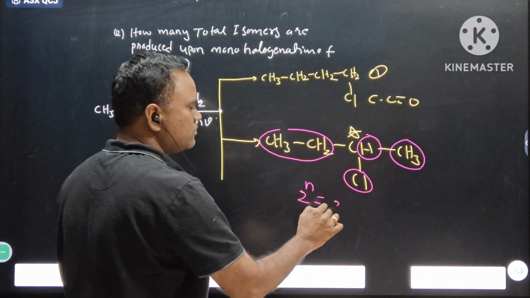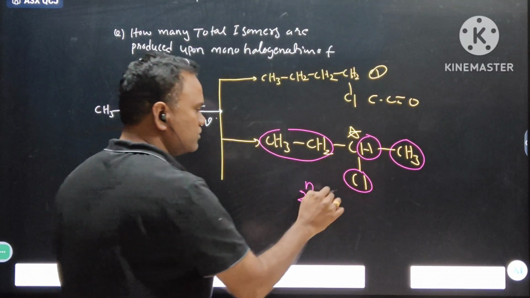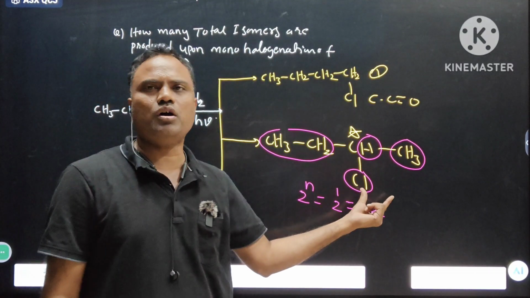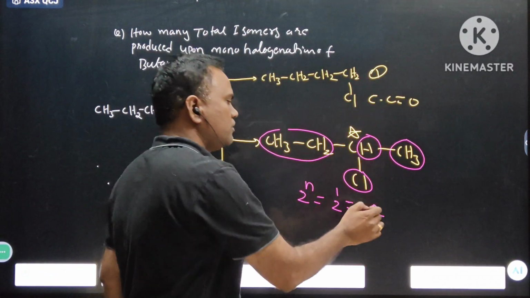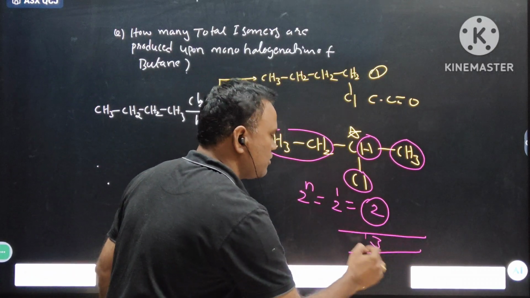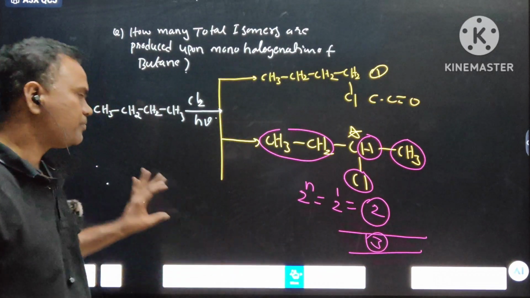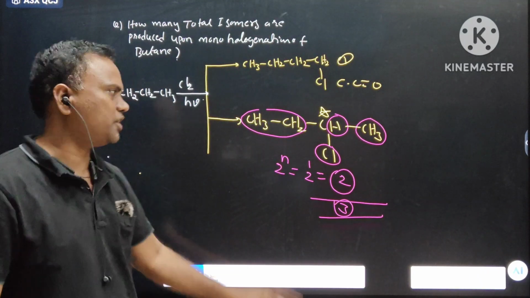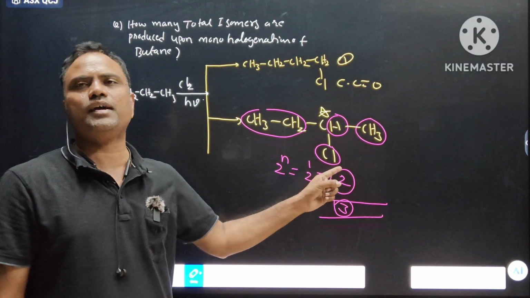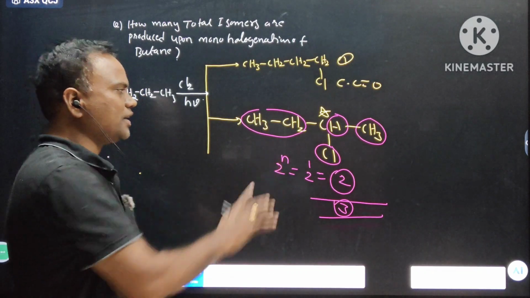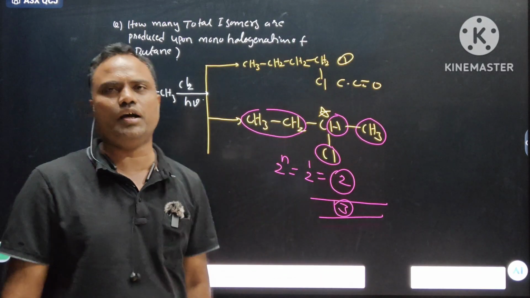2 to the power n. How many chiral centers are there? 1. So 2 to the power 1, 2. So here 2 compounds and here 1. 1 plus 2, total 3 compounds are forming. 3 total isomers are forming. In that, 2 are optically active alkyl halides and 1 is normal alkyl halide.